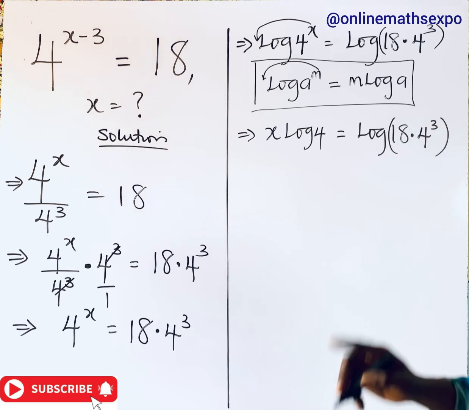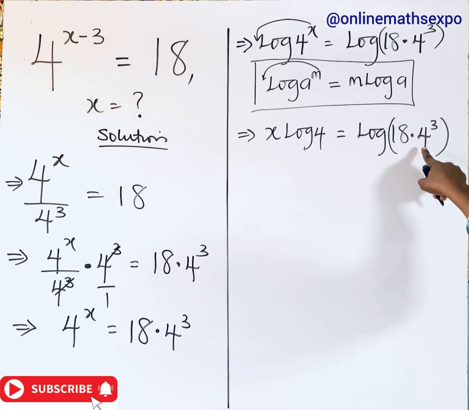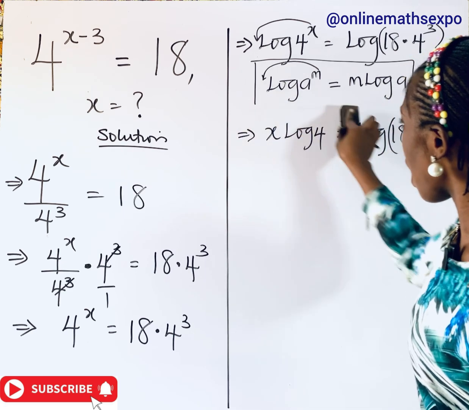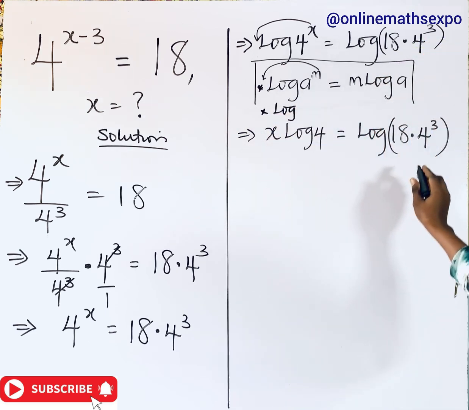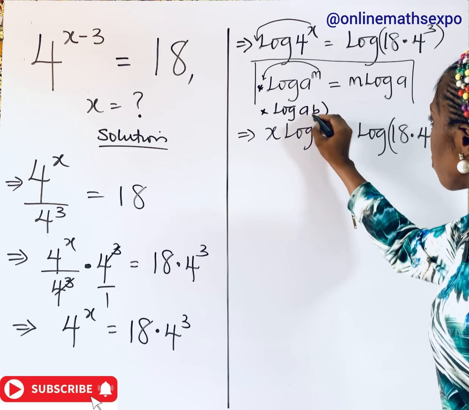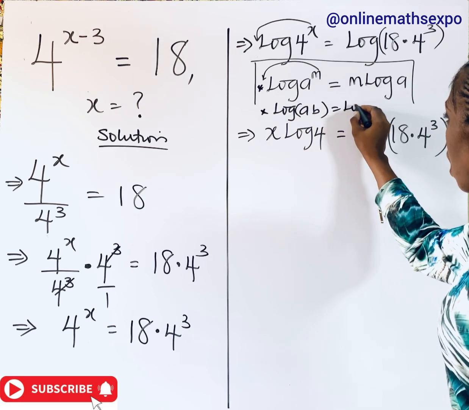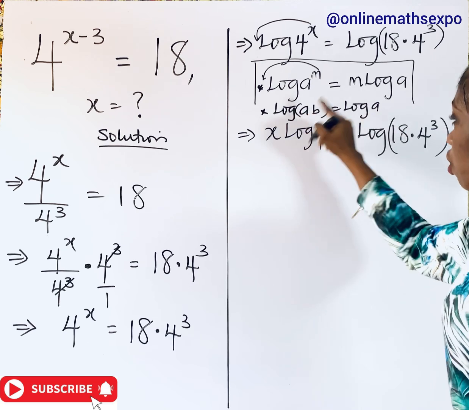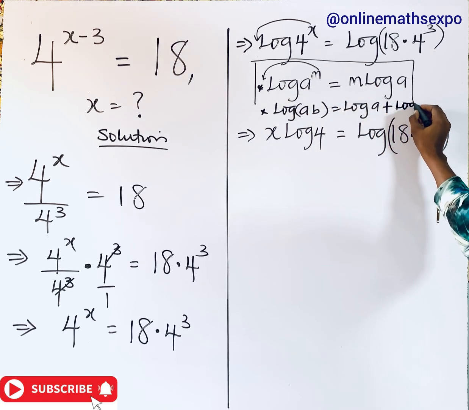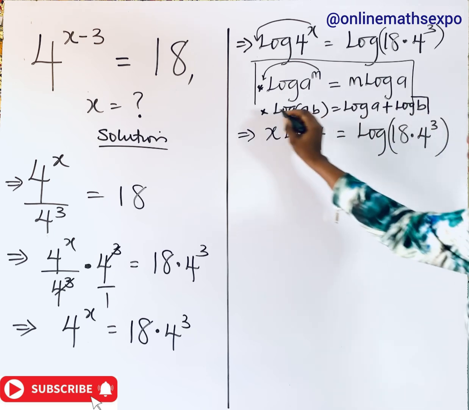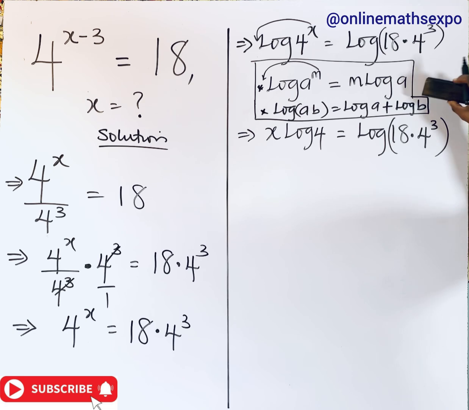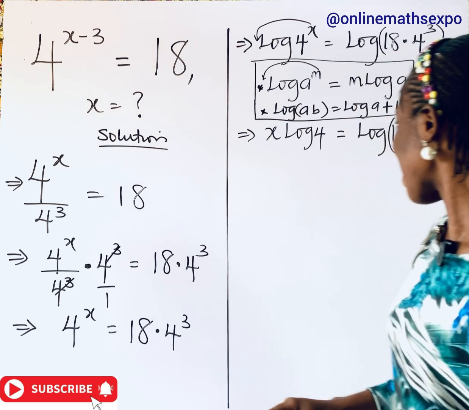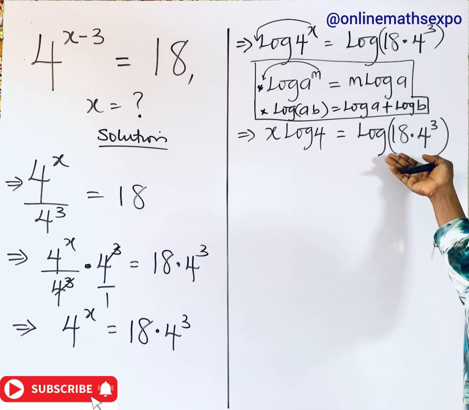Now, what do you do again? There's another rule that is very important here, and let me remind you of that rule. The rule says that if you have log of a multiplying b, it is the same as log a, you now turn the multiplication to addition, plus log b. Did you see that? This is another important rule that we are going to use to answer this question. I hope you are still with me there. Very interesting. So let's apply the second rule here.